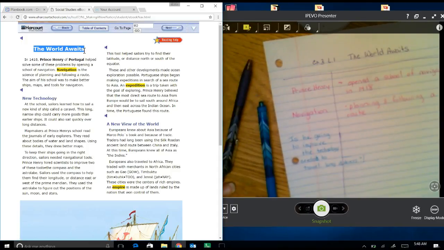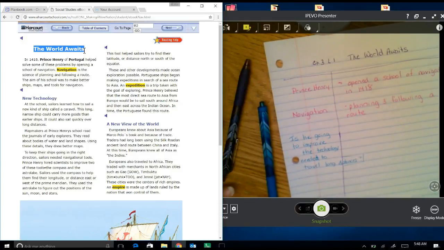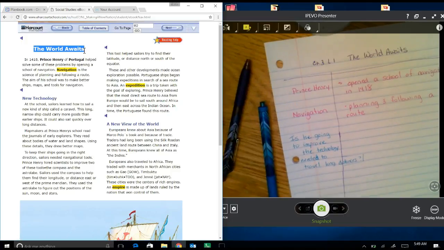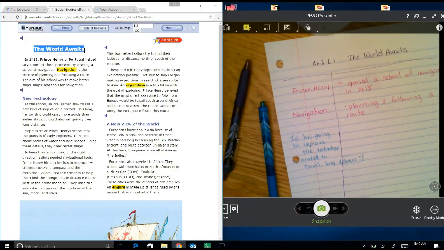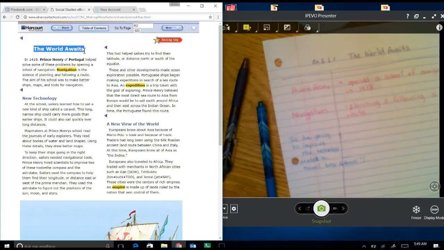At the school, sailors learned how to sail a new kind of ship called a caravel. This long, narrow ship could carry more goods than earlier ships. It could also sail quickly over long distances. Map makers at Prince Henry School read the journals of early explorers. They read about bodies of water and land shapes. Using these details, they drew better maps. To keep their ships going in the right direction, sailors needed navigational tools.